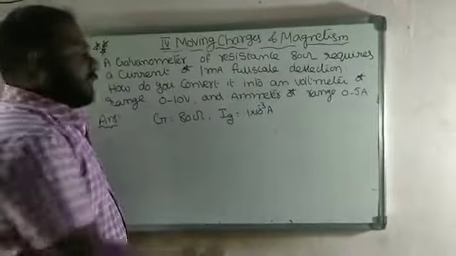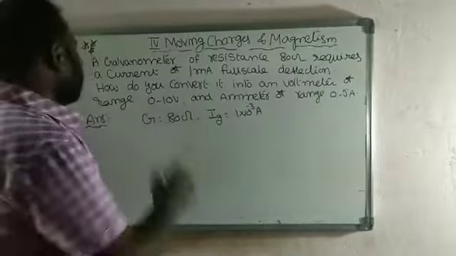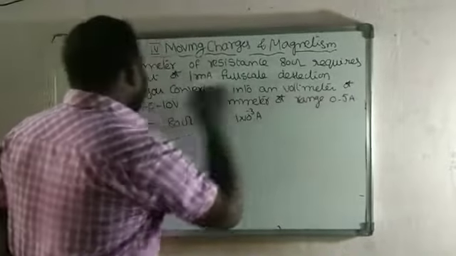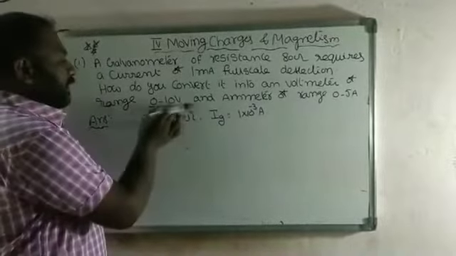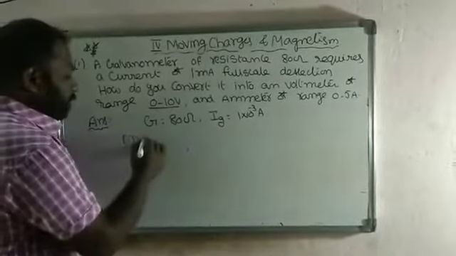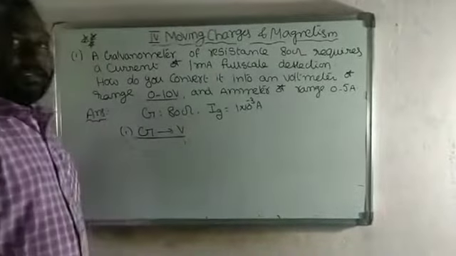The galvanometer has a full-scale deflection of 1 milliampere, that is 1 into 10 power minus 3. The first problem is how to convert it into a voltmeter of range 0 to 10 volts. So the first problem is conversion from galvanometer to voltmeter.